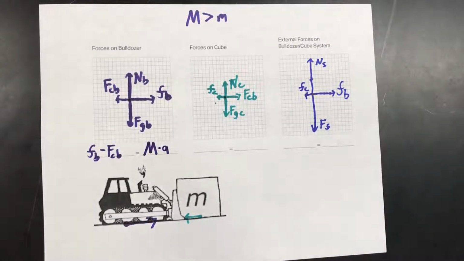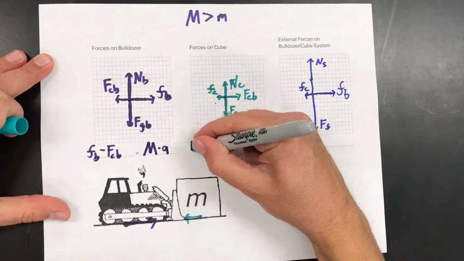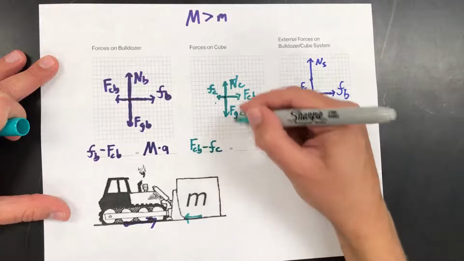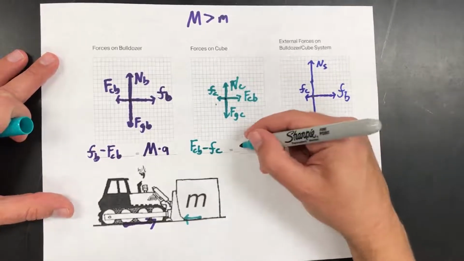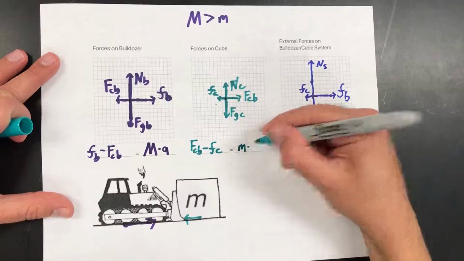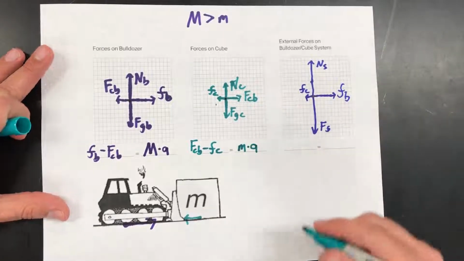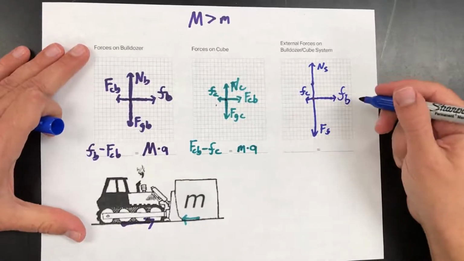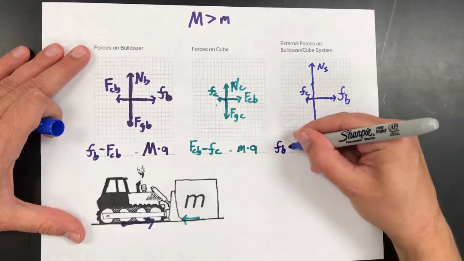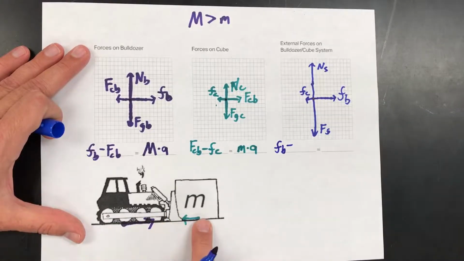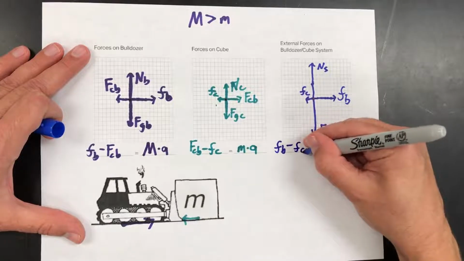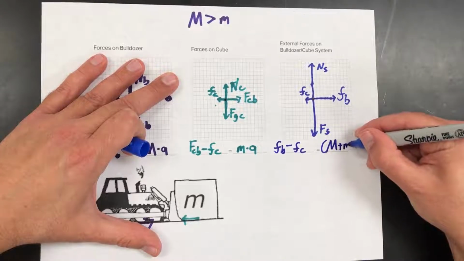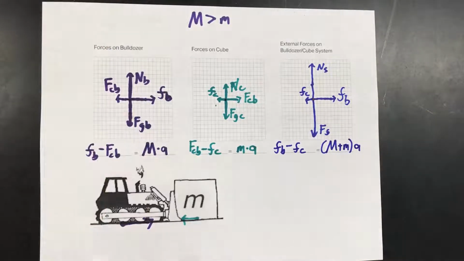What about for the block? Well, let's look at the horizontal forces on the block. We got the force on the cube from the bulldozer forward. We got the force of friction on the cube backwards. The mass is just called little m generically, just like it is here, and that's times the acceleration. And so then over here on the third diagram for the system, what do we have? We have the force of the friction on the bulldozer pushing us forward. We've got the force of friction on the cube going back the other way. The mass is the mass of the system, which will be big M plus little m times the acceleration there.